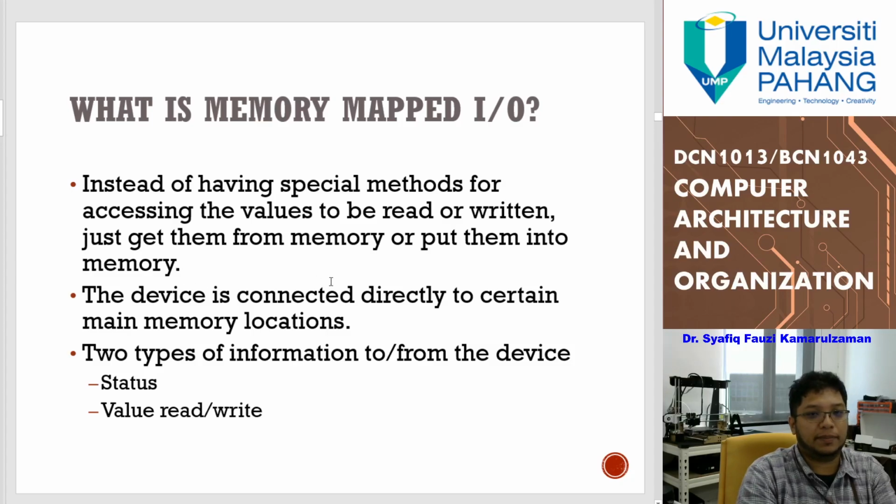So what is memory map I/O? Basically, instead of having special methods for accessing the values to be read or written, you can just get them from memory or put them into memory. The device is connected directly to certain main memory locations, and to status information, whether it is coming in or going out from the device, whether it is a status or a value for read or write.